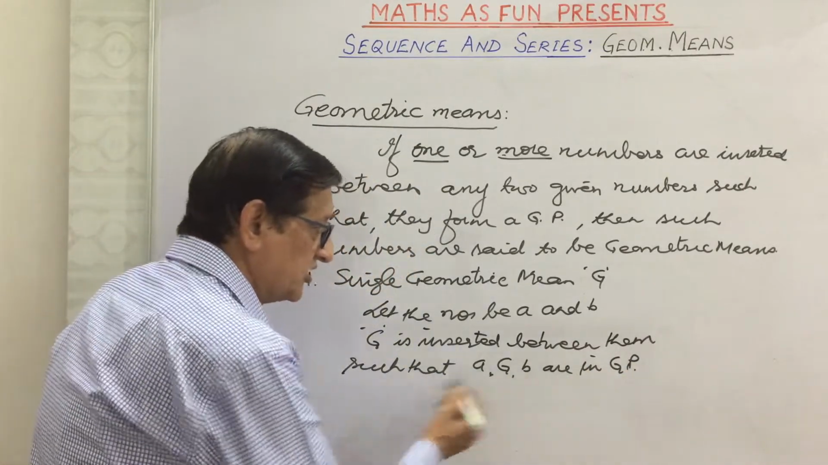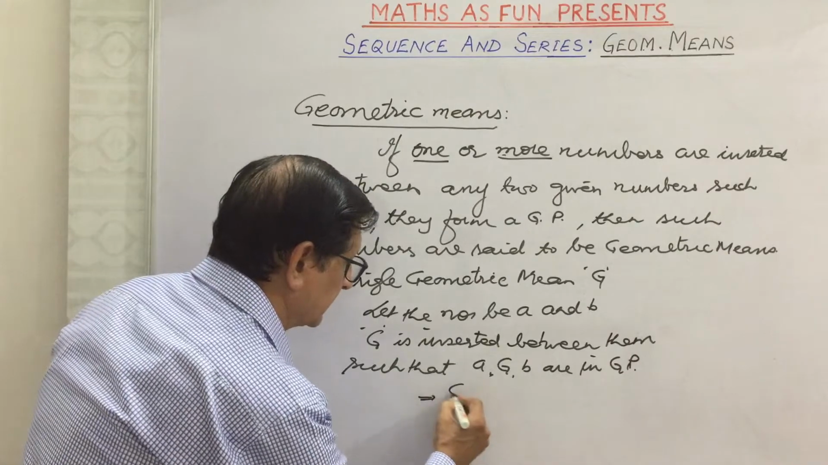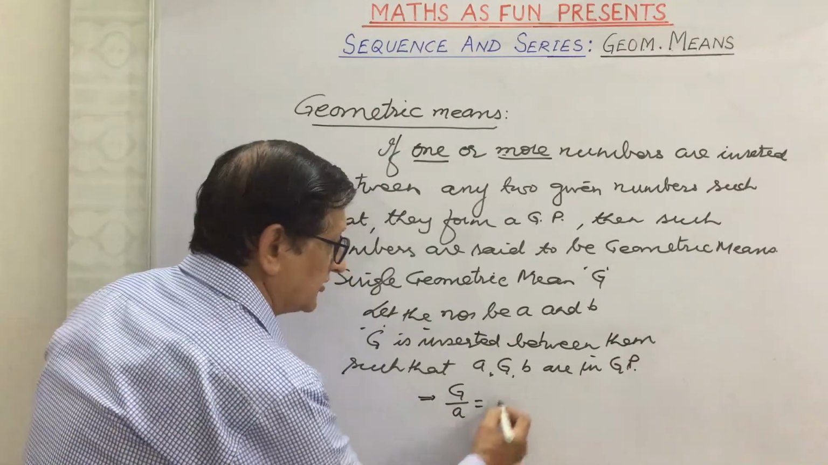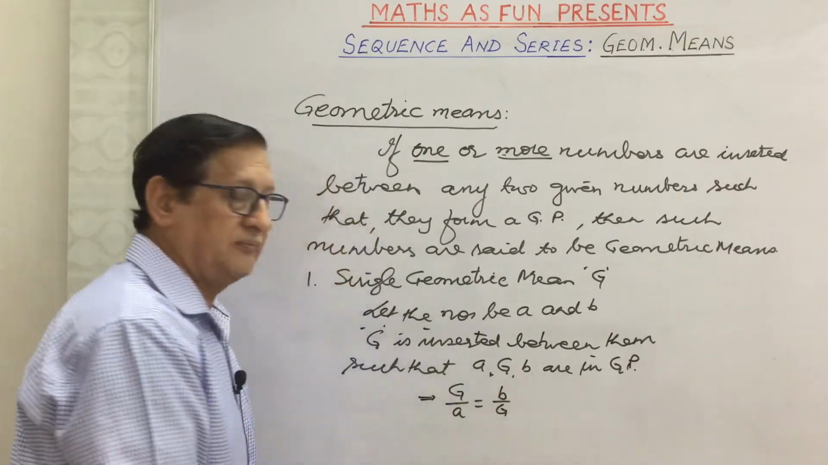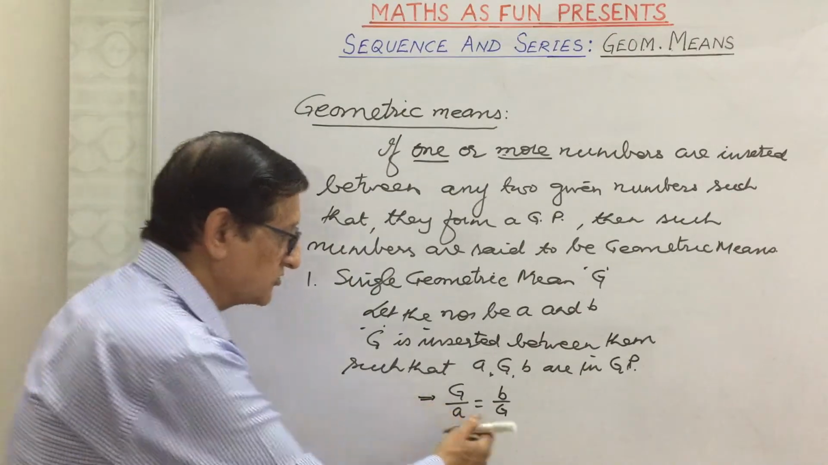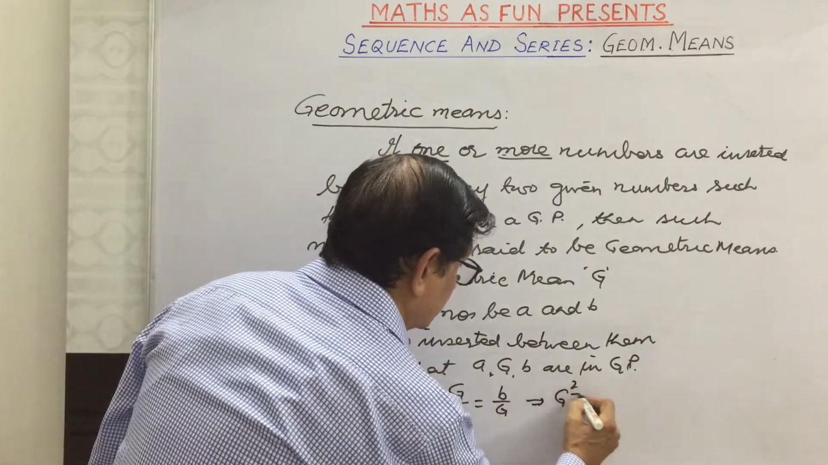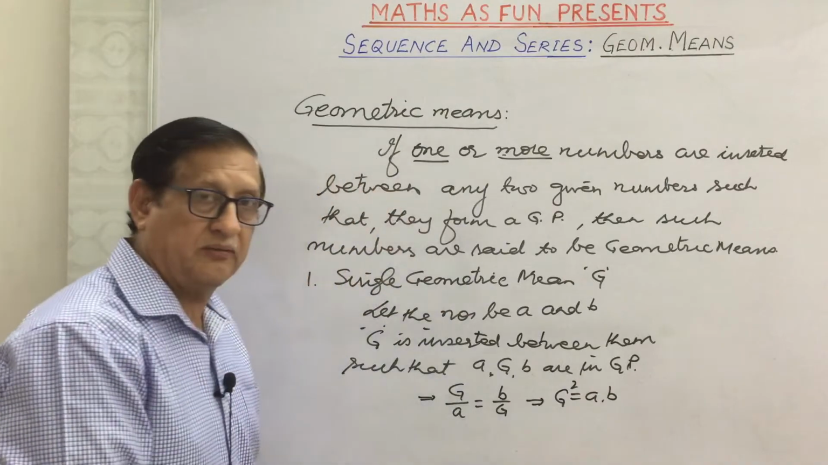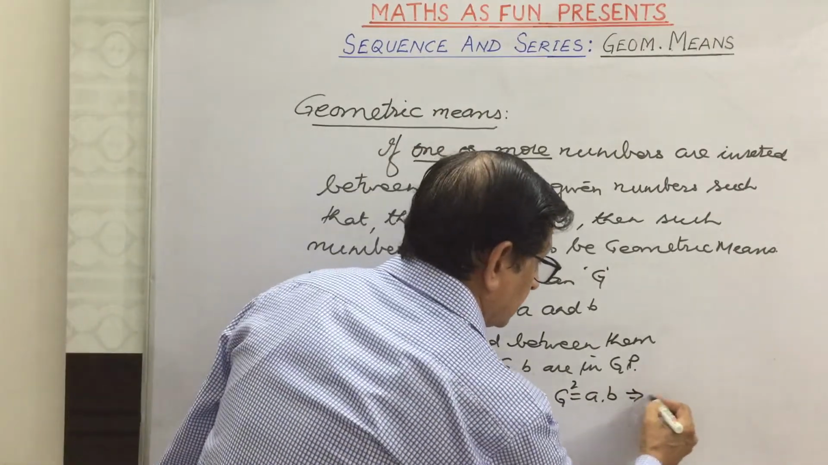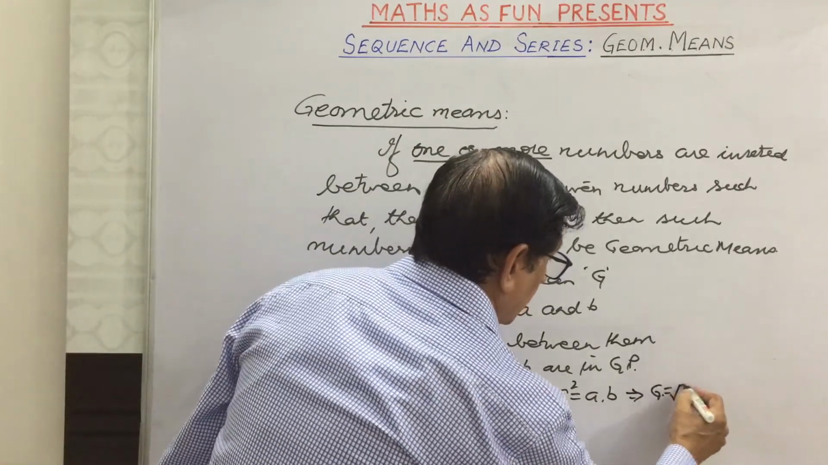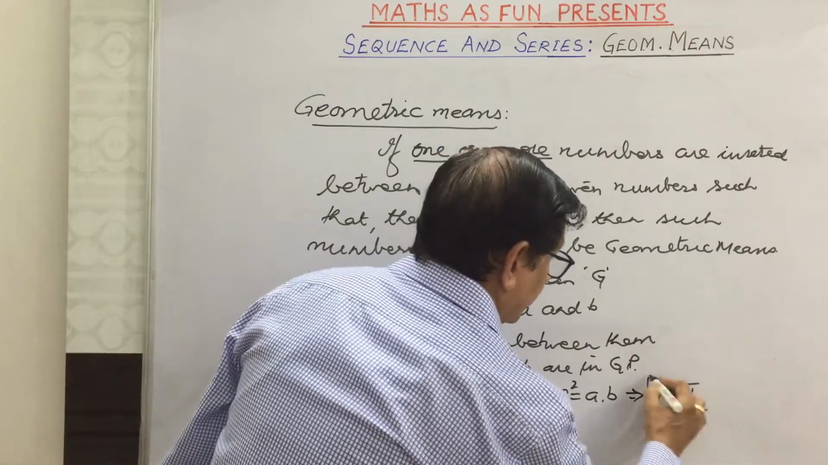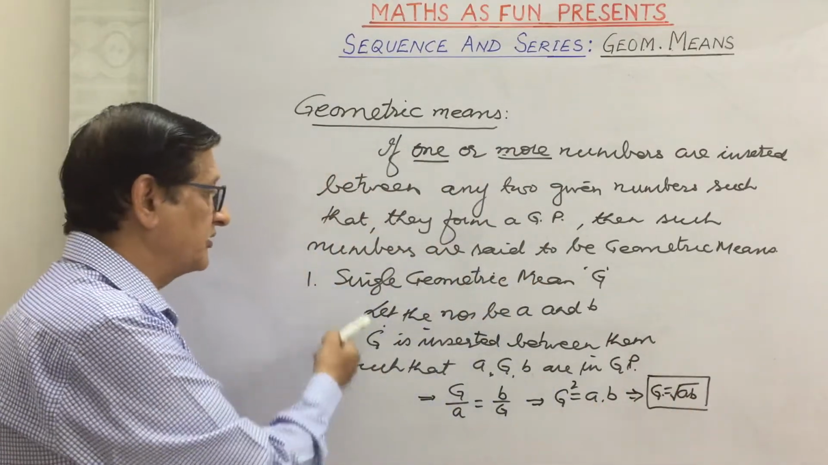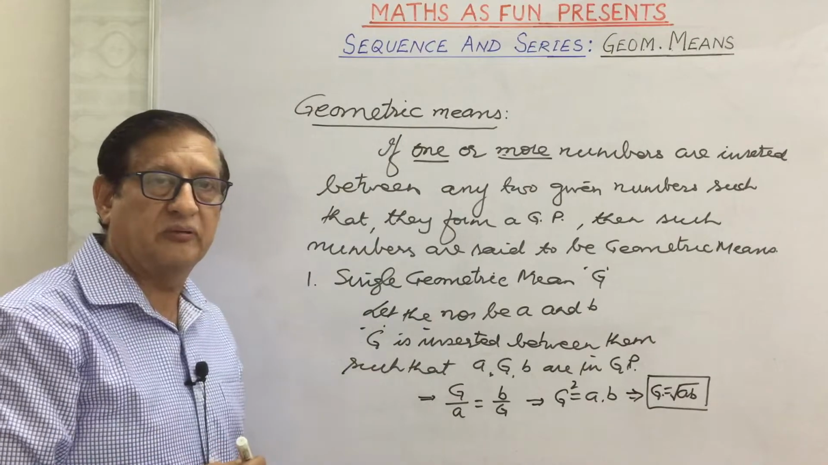And if they are in GP, then we know the condition that G upon A should be equal to B upon G, the common ratio. If we cross multiply, we get G square is equal to A into B. It means G is equal to root of AB. This becomes the single geometric mean between two given numbers.